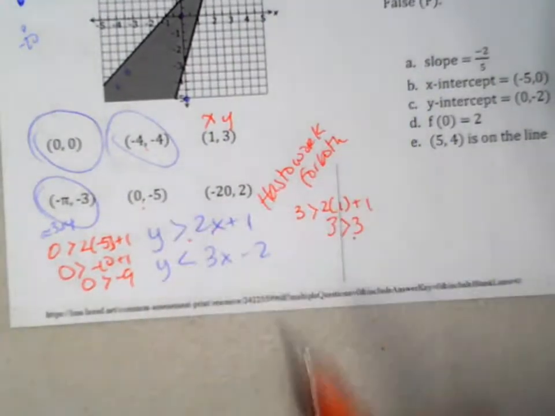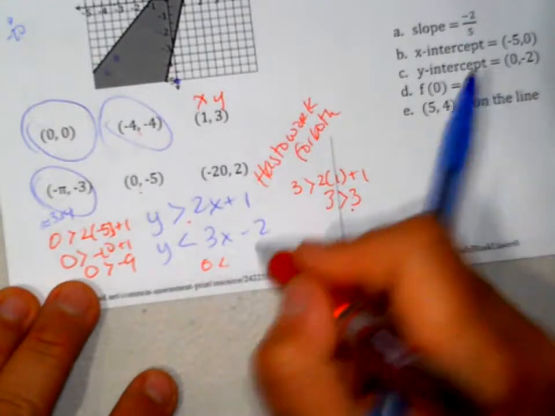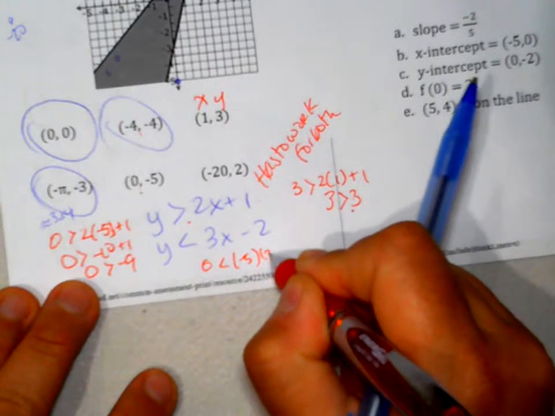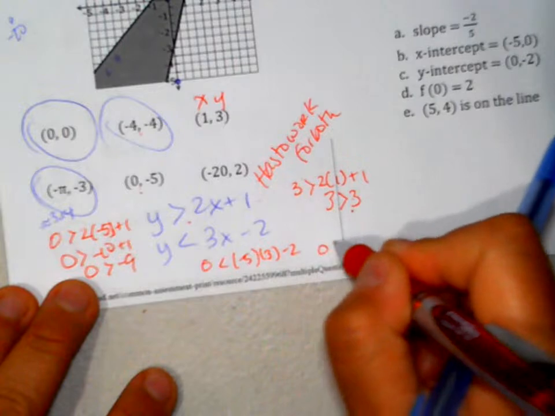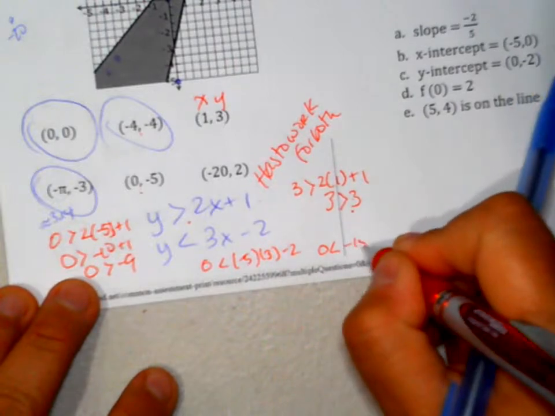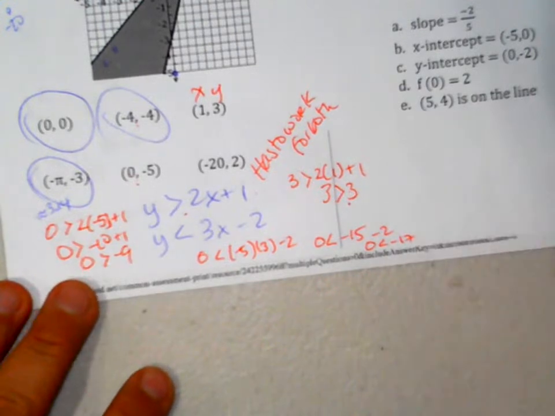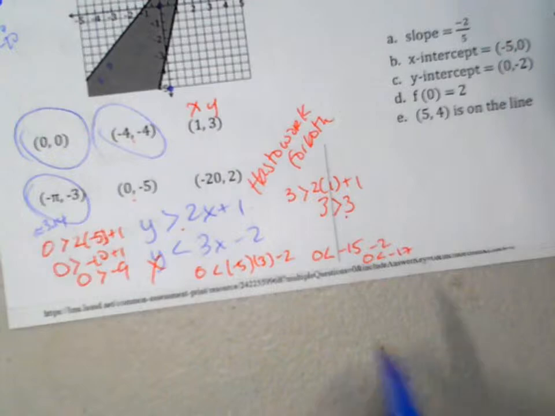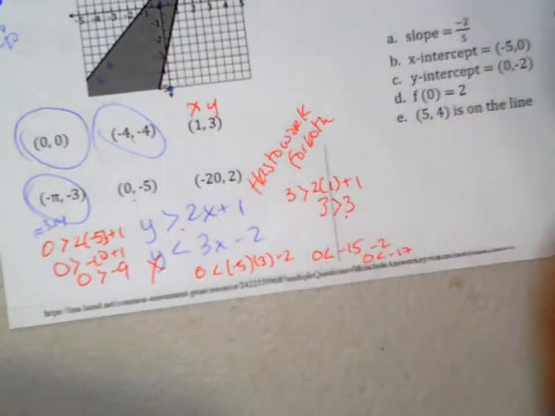Now let's try it in the second one. 0 is less than negative 5 times 3 minus 2. I get 0 is less than negative 15 minus 2. 0 is less than negative 17. No, it's not. That one doesn't work, so that's not true. So it just depends on which way it's given to you. But remember, solutions for inequalities are in the shaded area.